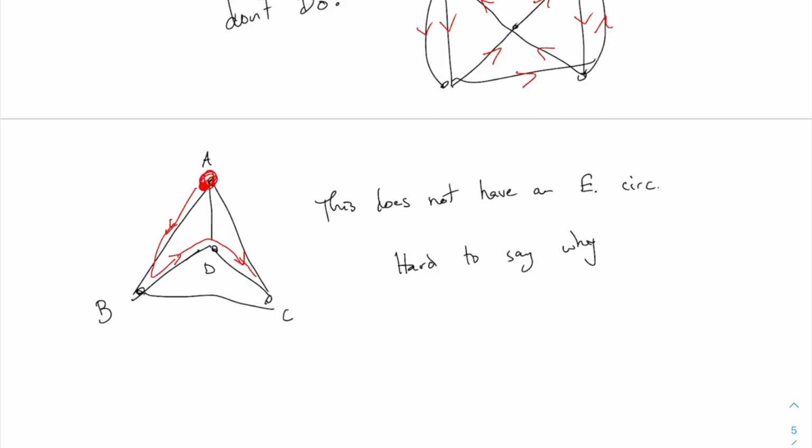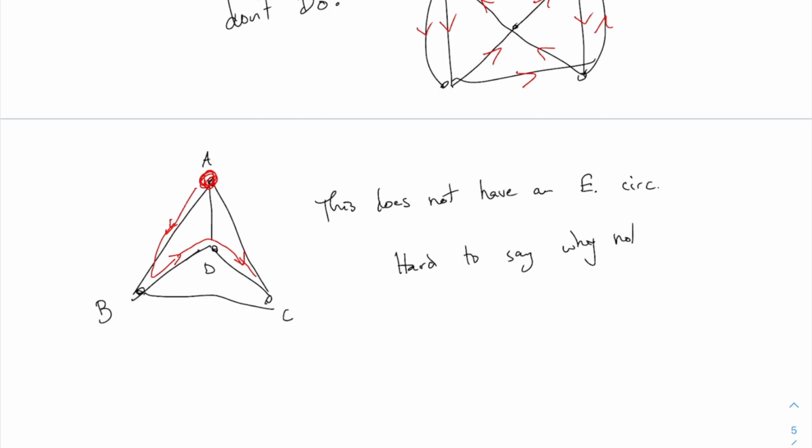So it looks like, at least if you start out this way, it's not going to work to finish an Euler circuit. But that doesn't mean that it's impossible. It just means that I made a boo-boo here. I did it wrong, but it doesn't mean it's totally impossible to do. It just means that I failed to do it. So hard to say why it's not possible.